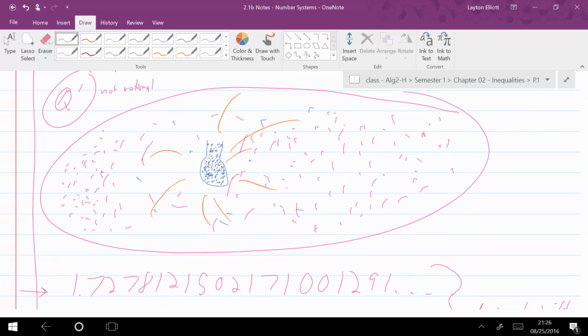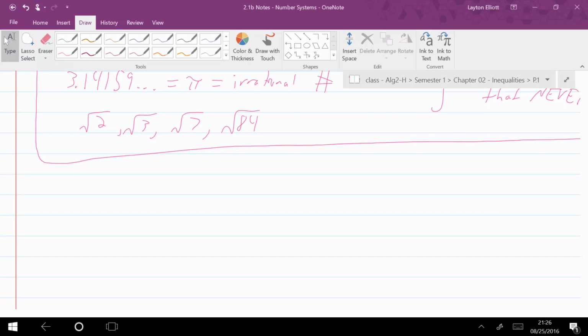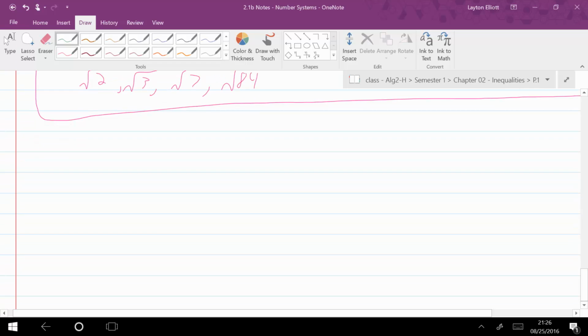So let's show you some classifications that we can do with numbers. I'm going to put a few examples down. Let's start with the number 81 fifths. 81 fifths is a ratio of integers, so it is rational. But the square root of 87 is not rational because I can't express that as a number divided by another number. That's a little bit of a basic difference.